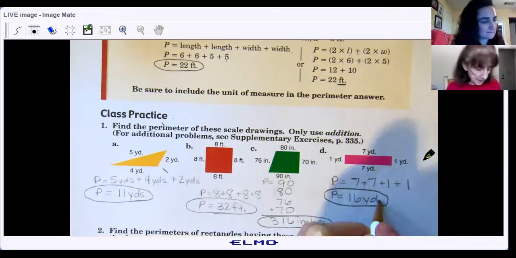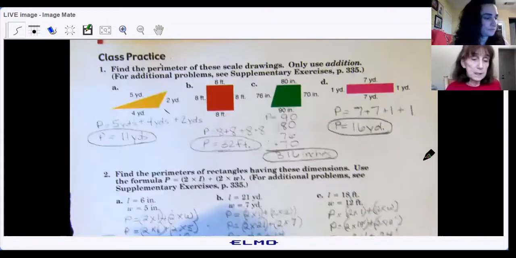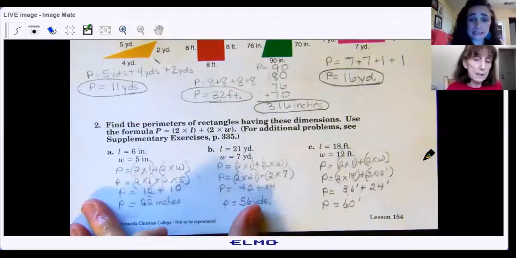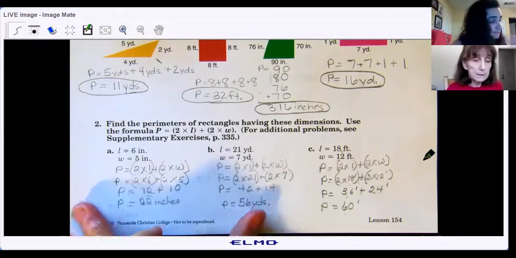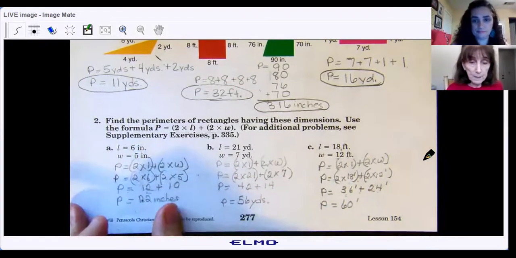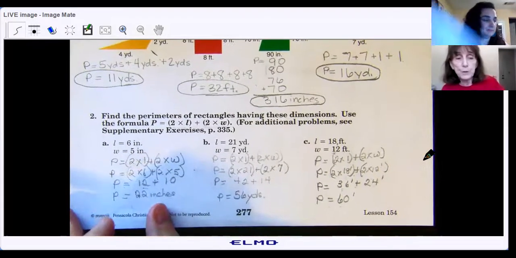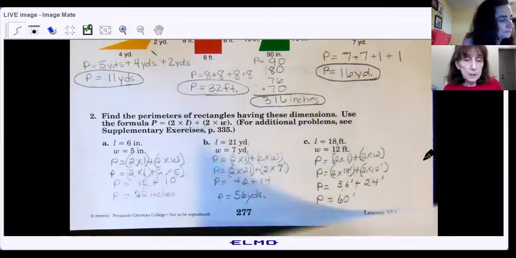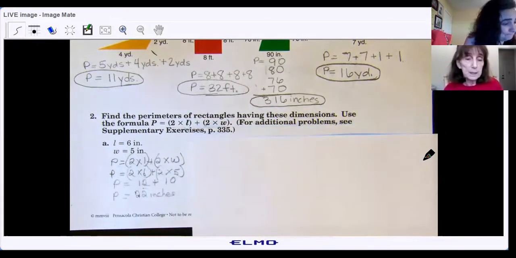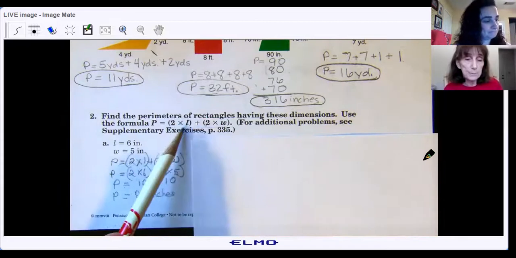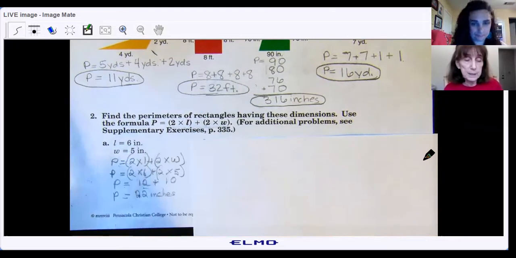Okay, now jump down to the next part. We've done these in class. And if you did them in class, you better do them now. Okay, so we did it. We used the formula like they said. They wanted us to use the formula P is 2 times length plus 2 times width in the parentheses. And that's what we did.